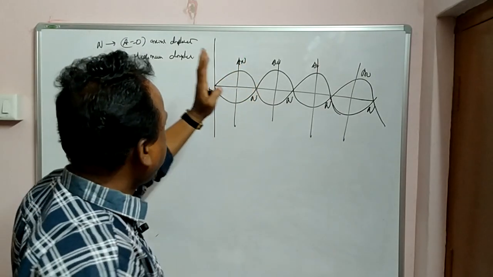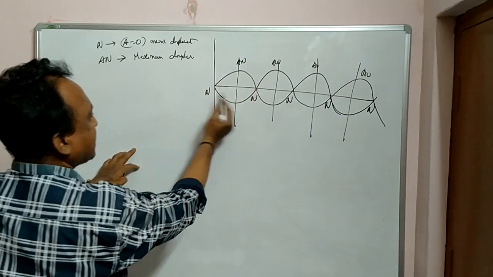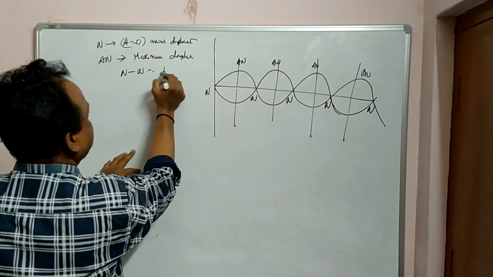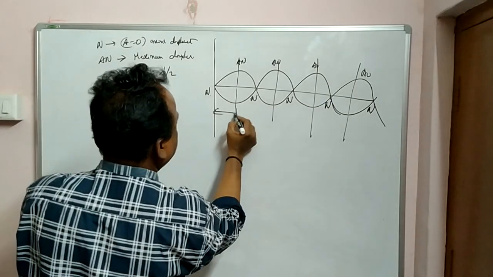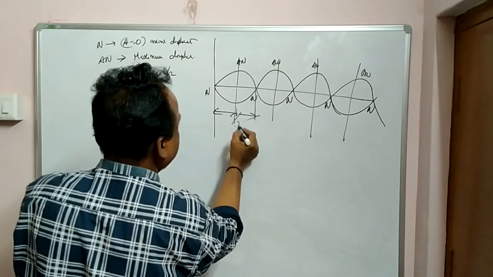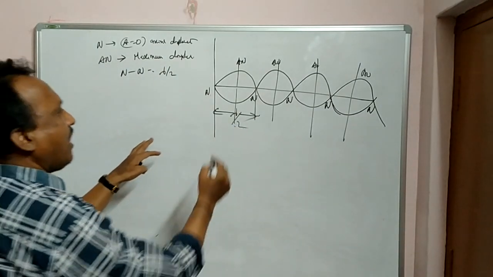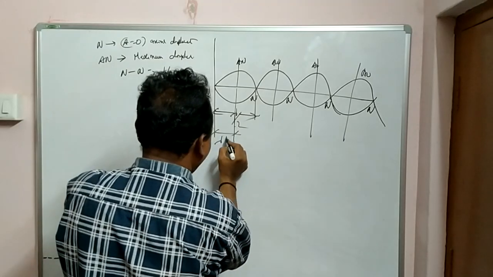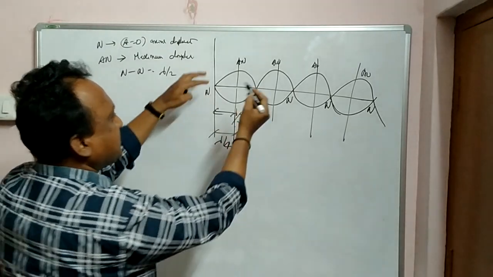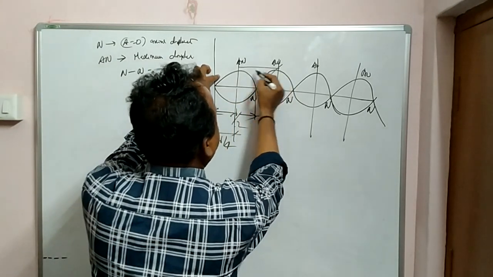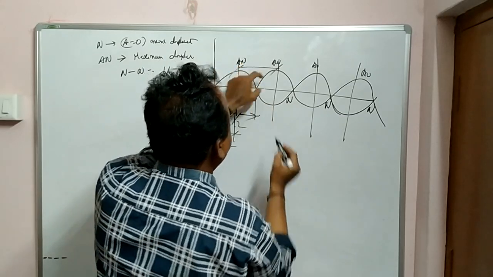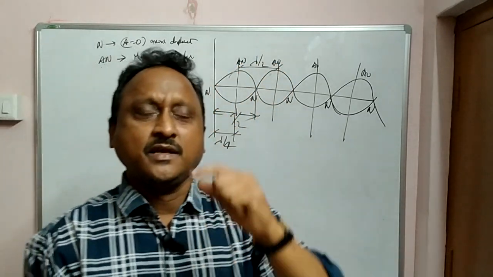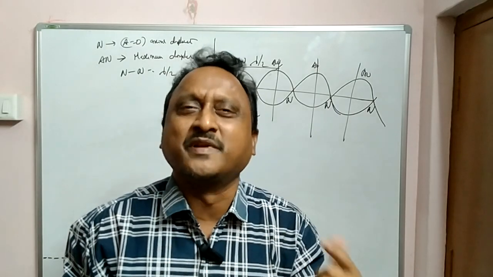Okay? And not only that, you can see the distance between two successive nodes is lambda by 2. Distance between any two successive nodes is lambda by 2. Or the distance between a node and the next antinode is lambda by 4. And the distance between an antinode and the next antinode is lambda by 4 plus lambda by 4, again lambda by 2. These are some properties you have to remember. These are important in doing numericals.